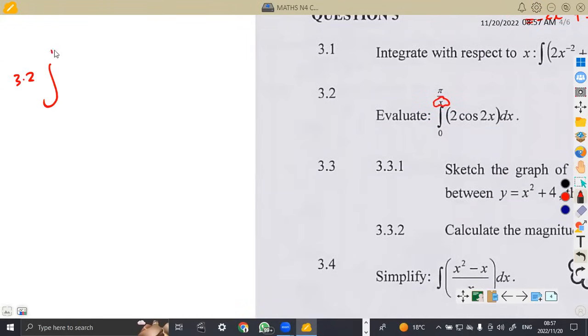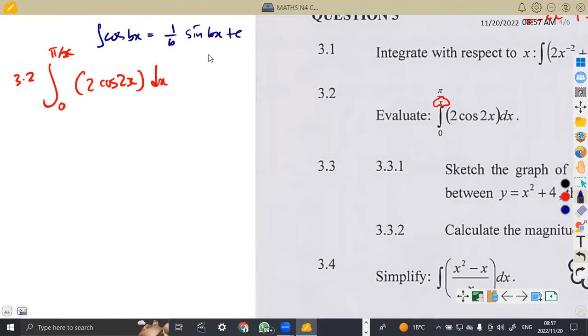3.2, the integral from 0 to pi over x of 2 cos 2x dx. We know that when we are integrating cos, it gives us a sine. If we are given something like this, the integral of cos bx is going to be 1 over b sine bx plus c, the constant of integration.